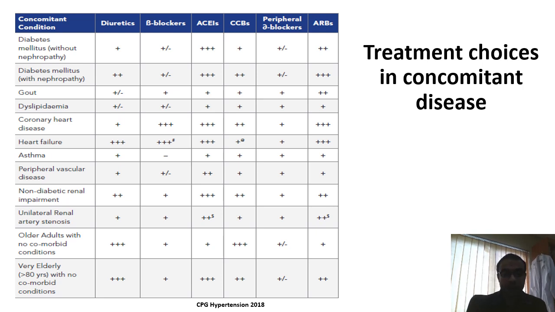Okay, and for example, for older adults with no comorbid condition, diuretics are one of the recommended antihypertensives in the elderly, along with the calcium channel blocker and ACE inhibitor in case of the very elderly individual. This table is very important for us to understand the relative preference of antihypertensive agents and how it is affected by the concomitant condition in a given case.